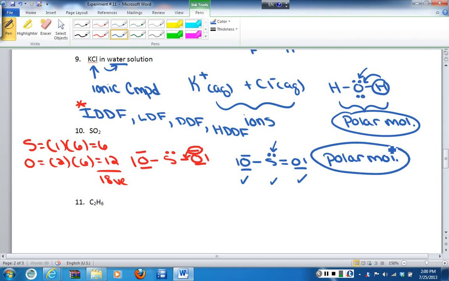So since I know the polarity of the molecule, I know that London dispersion forces are present, and dipole-dipole forces are present in all polar molecules. I need to check, do I have a hydrogen bonding interaction? I see that I do not, so therefore my dipole-dipole force is the strongest.